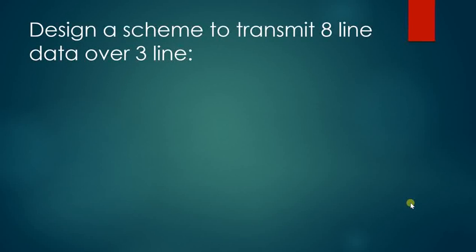Now, coming to designing a scheme to transmit 8-line data over a 3-line. So here what we are going to do is, we will use one IC, 74148. This is the priority encoder IC which we saw just now. And next what we are going to do is, we are going to use a decoder, because the question says we need to design a scheme to transmit an 8-line data over a 3-line. So input is 8, output is 3. The way of transmission is 8-line data over a 3-line.